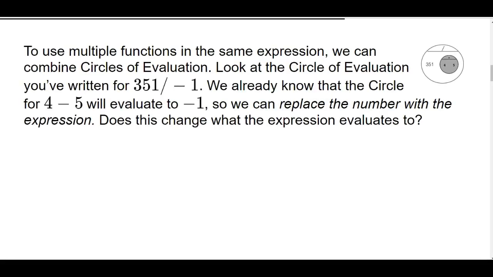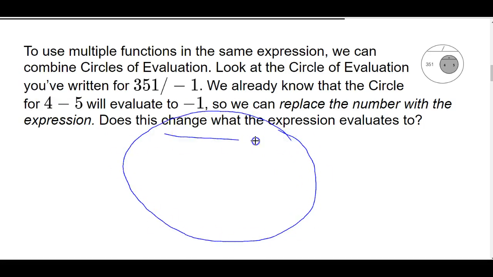All right. Now, what about when we have multiple functions inside of one another? So here we have 351 divided by, we want -1, but maybe the way we're going to get to -1 is we're going to do 4 minus 5. So let me make this bigger and make sure you can see exactly what it is they've done. All right, so we put a big circle in here.